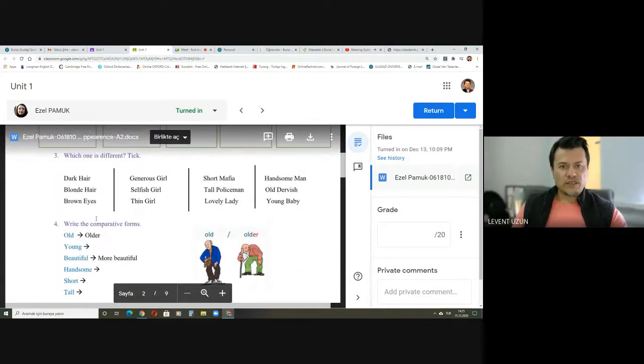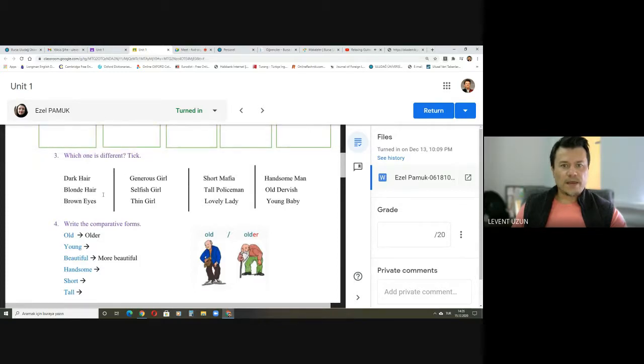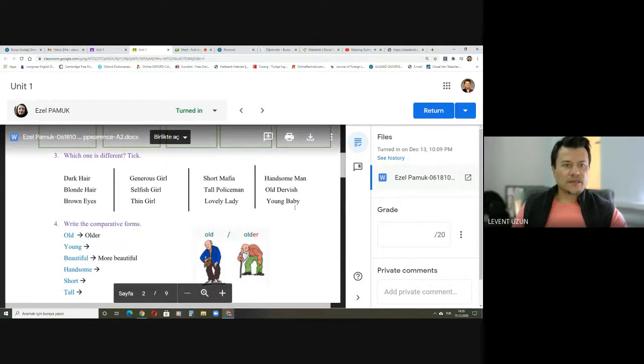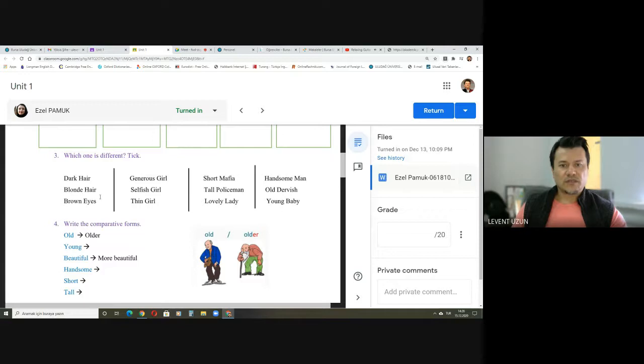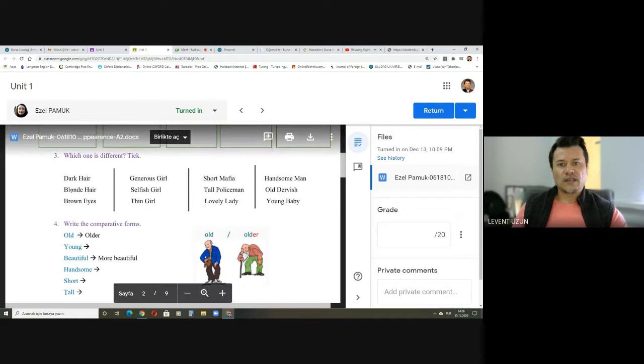Which one is different? Dark hair, blonde hair, brown eyes? Well, this is really confusing. Which one is different? So different according to what? All of these things are different. If you concentrate on hair, you will say this one is different, brown eyes. If you concentrate on color, then dark and brown are dark, blonde is, then you will have to tick this one.